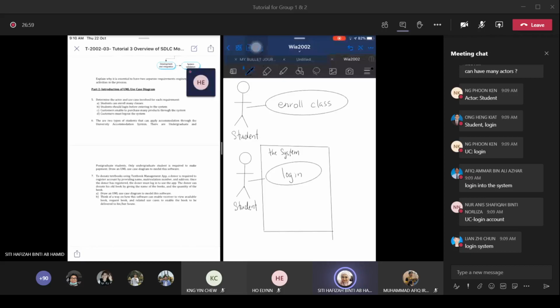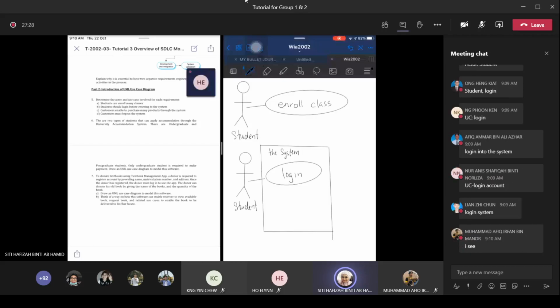Login system, login account, okay? But login system is different from login account, isn't it? But login always goes to the account and then through the system. That's why most of the time, if you go to the textbook, they just put login. Okay. All right, next. Customers are able to purchase many products through the system. So what is the actor?